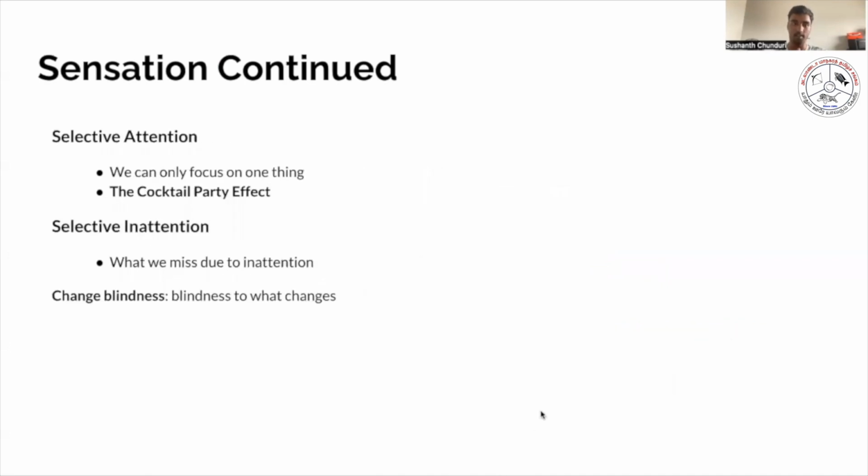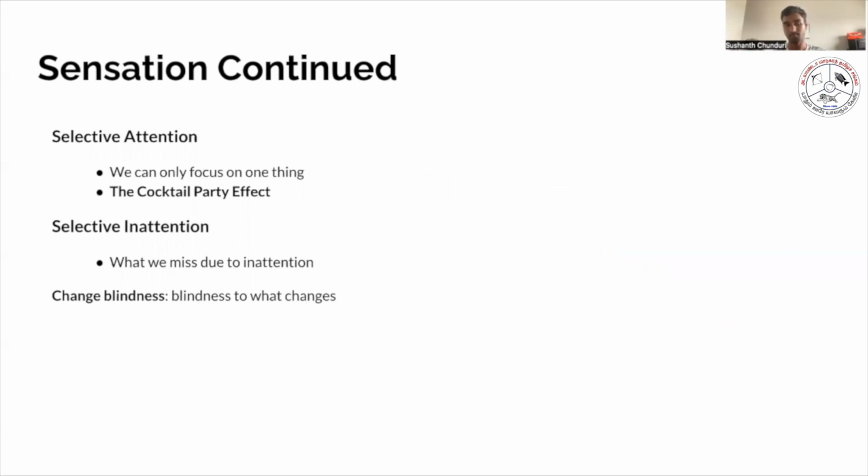Two other concepts are selective attention and selective inattention. Selective attention is the fact that we can only really focus on one thing at a time. Try to focus on multiple things at a time, you're really going to struggle, because that's not a thing that you can do. Yeah, there's no such thing as multitasking. You just do two things worse, is what we like to say.